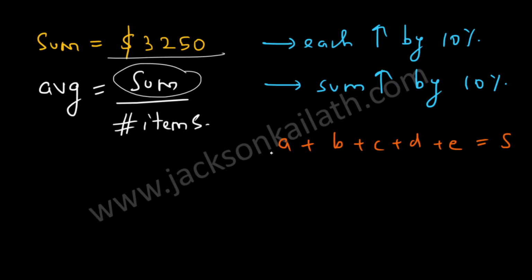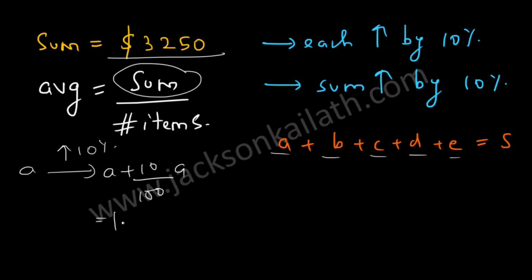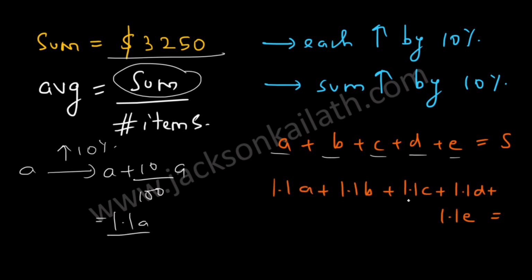Now, if I increase each of these by 10%, a will become 1.1a, right? If you're increasing a by 10%, that means you're adding 10% of a to a itself. So that's a plus 0.1a, which is equal to 1.1a. So a will become 1.1a. Similarly, b will become 1.1b, c will become 1.1c, d will become 1.1d, and e will become 1.1e.